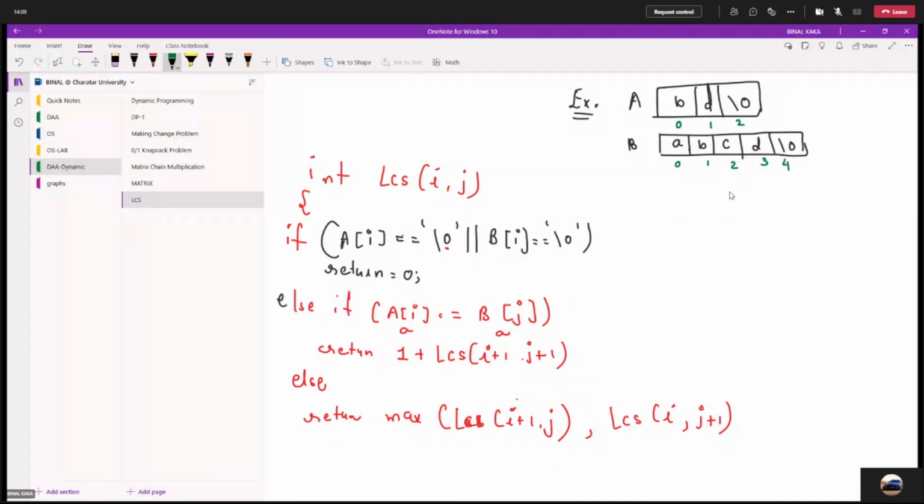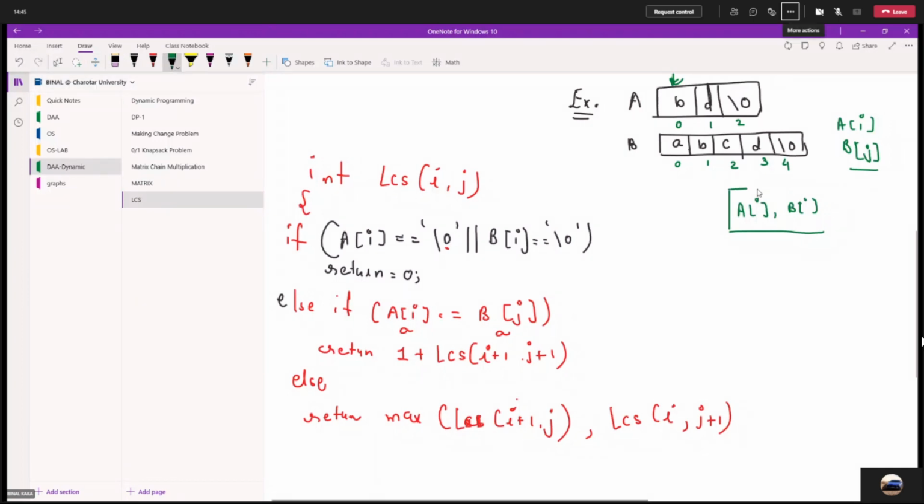Okay, so first of all, I have to take A of I and B of J, right? So I'm starting with the initial stage. My I is 0 and J is 0. So I'm writing A of I, comma, B of J. What is the A of I and B of J value? 0 and 0. What is the string? Okay, so we have to write the string value. 0, 0 is index number 0. So here I can write A of 0 and B of 0.